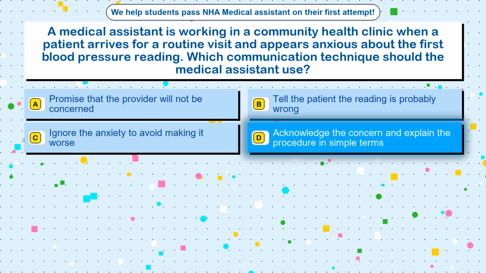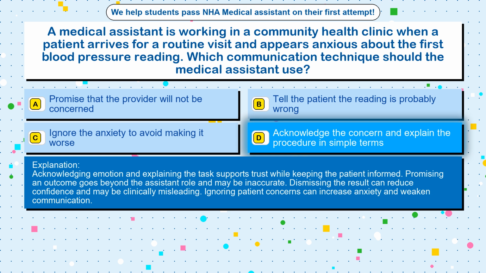The correct answer is option D. Acknowledge the concern and explain the procedure in simple terms. Acknowledging emotion and explaining the task supports trust while keeping the patient informed. Promising an outcome goes beyond the assistant role and may be inaccurate. Dismissing the result can reduce confidence and may be clinically misleading. Ignoring patient concerns can increase anxiety and weaken communication.